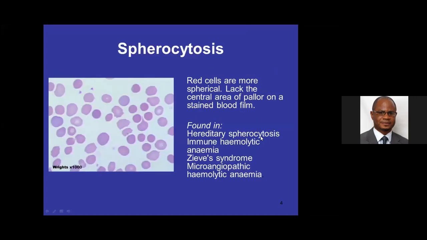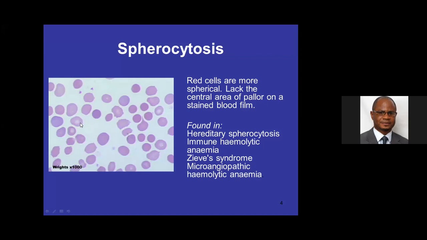Then we have spherocytosis. The red cells are more spherical. Okay, it doesn't have the normal red cell shape, that is the oblong nature of it, making the center a little bit spreading. So if you look at this one here, that one there, this is very rounded. All these are circular cells, very rounded, spherical cells. So here you see spherocytosis. So the red cells are more spherical. They lack the central area of pallor.